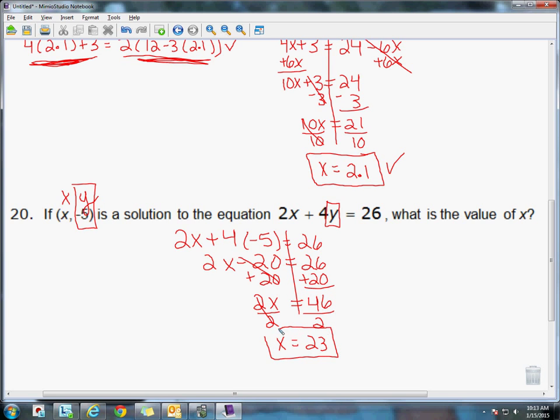Now, just because you have an answer does not mean that you're finished. You need to go back and plug it in and check it. So you have 2 times x. We just showed that x is 23. Plus 4 times my y, which is negative 5. When you type that into the calculator and hit enter, it comes out to 26. That's correct because that's what it's supposed to come out to. So that's how you know that your answer here is correct.